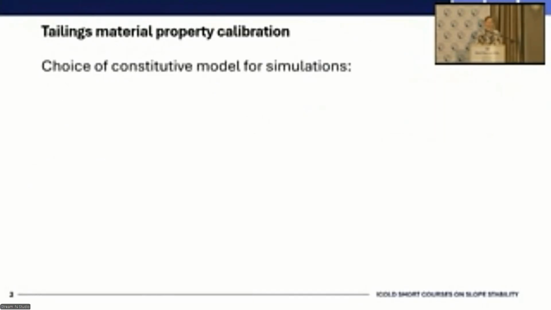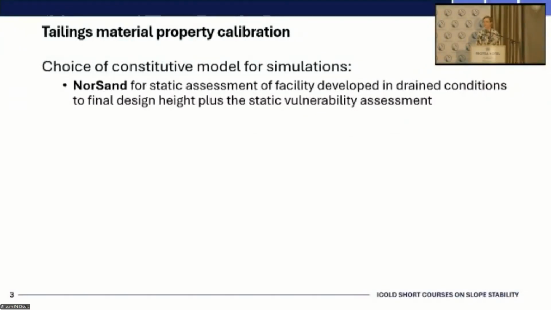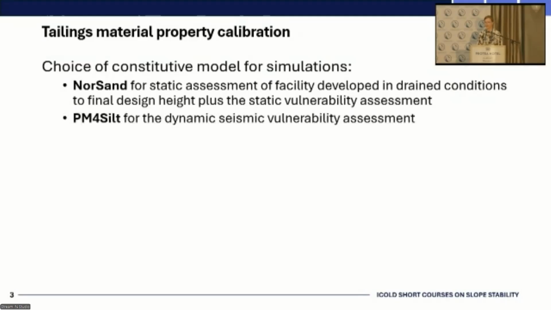As Alejo mentioned earlier on, we use material constitutive models to define how a material behaves. It's basically a bunch of mathematical formulae that idealize a soil's behavior, and you would select different constitutive models for different purposes. In this instance, we've used the NORSAND model to develop the facility to its final design height, and then to look at static loading scenarios. And then for the dynamic seismic vulnerability assessment, we've used the PM4Silt model.